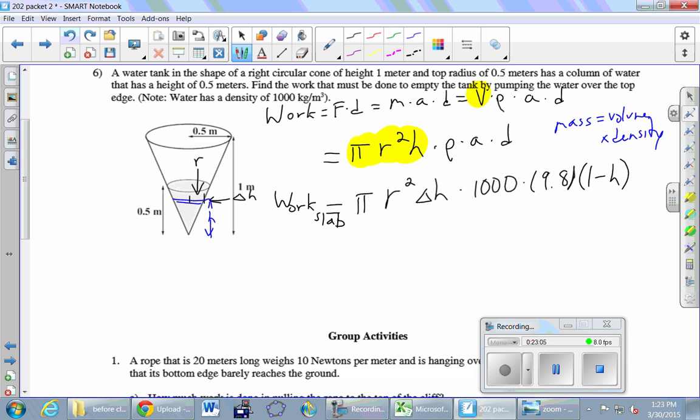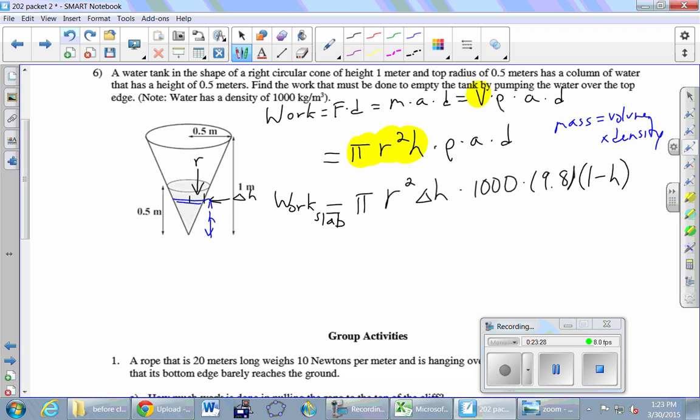But what's the problem right now? You have r and you have h, and that's no good. So we've got to get rid of this r. We like h because we've got delta h here. So we have not yet used the fact that the entire cone is 1 meter high and 0.5 meter in radius at the top. So that's what we have to use.